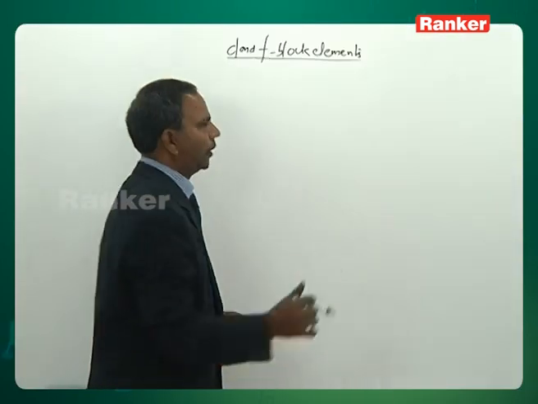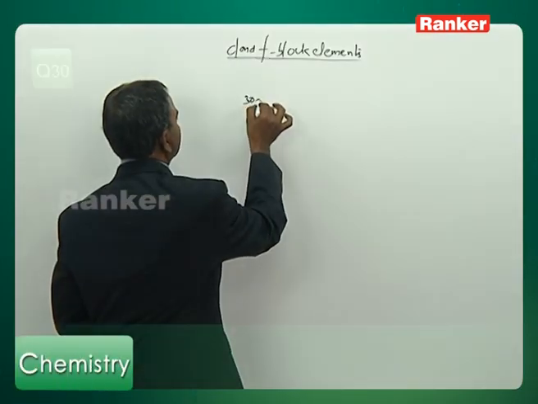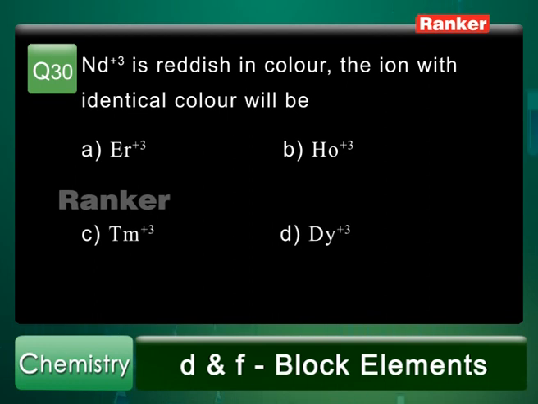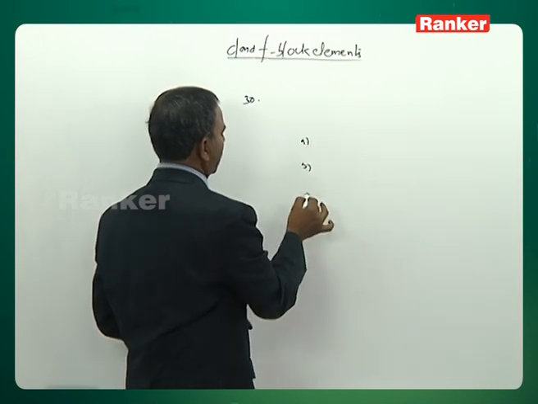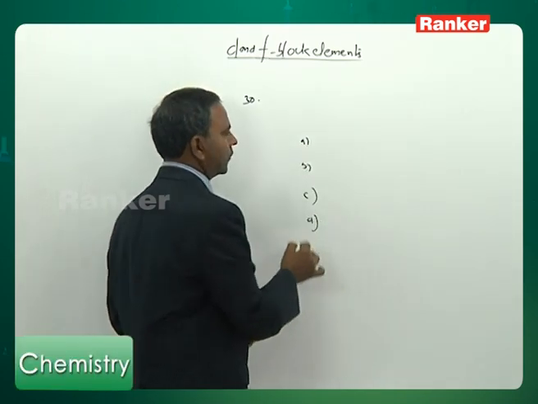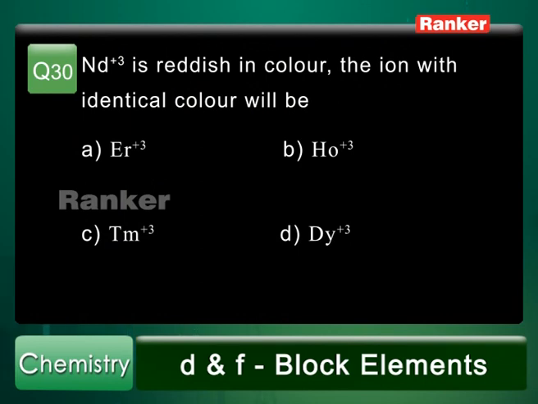Next, coming to question number 30. Neodymium plus 3 is reddish in color. The ion with identical color will be. Options A, B, C, D. Neodymium plus 3 is given.